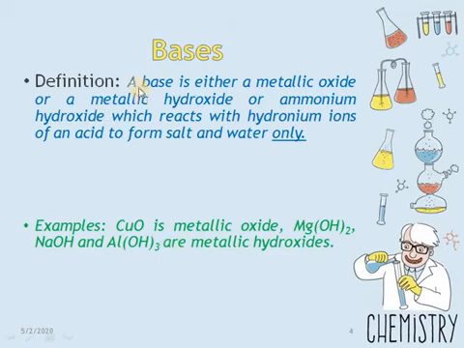Now what is a base? A base is either a metallic oxide or a metallic hydroxide or ammonium hydroxide which reacts with hydronium ions of an acid to form salt and water only. This is a very important word. If you miss out this word in the definition, you will not get the marks. Why? You will understand at a later stage. What are the examples? Copper oxide is a metallic oxide. Magnesium hydroxide, sodium hydroxide, aluminium hydroxide are metallic hydroxides, and these work as bases.